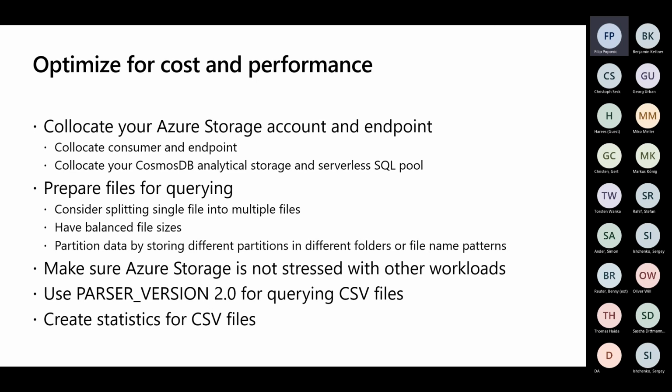If you're querying CSV files, then it's a good idea to create statistics manually for distinct columns, group by, order by, join, and the where clause. So basically those columns the Query Optimizer needs statistics for. So if you create statistics manually on top of CSV files, your queries will perform significantly faster.